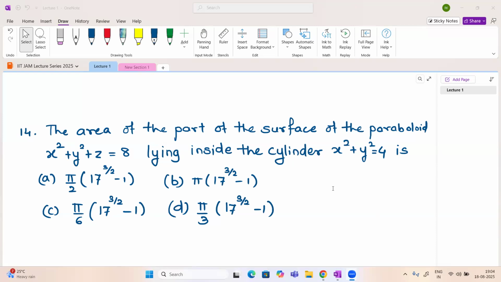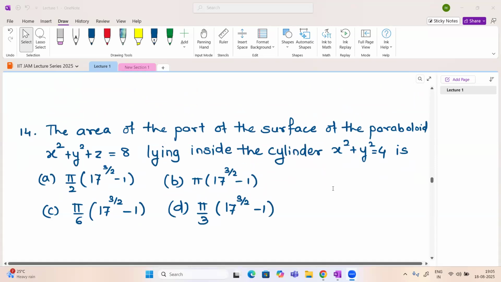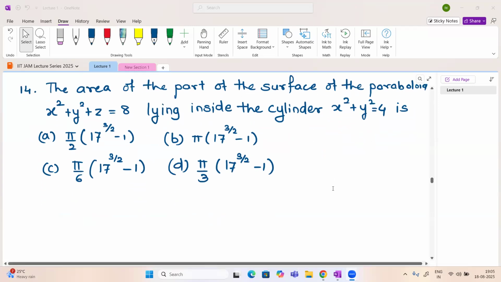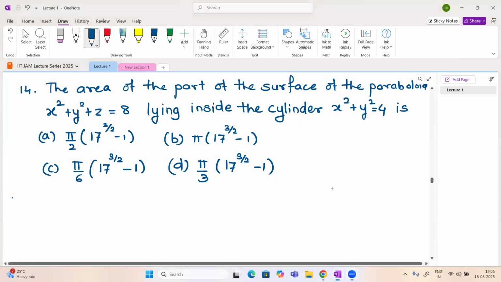See, the area of the part of the surface of a paraboloid. One paraboloid we have, right? x square plus y square plus z is equal to 8, lying inside a cylinder. We have one cylinder, x square plus y square is equal to 4, right? And we have to find the area of the paraboloid. So do you know the formula? Anyone knows the formula? How can we find the area of any surface in R3?